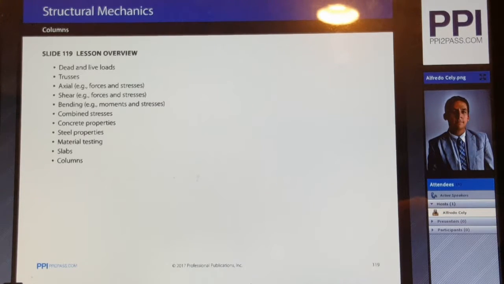So that takes us through the end of our structural mechanics lesson. Please note that this lesson is divided into 6 hours.